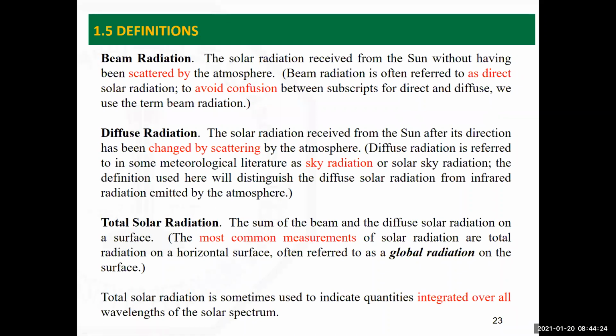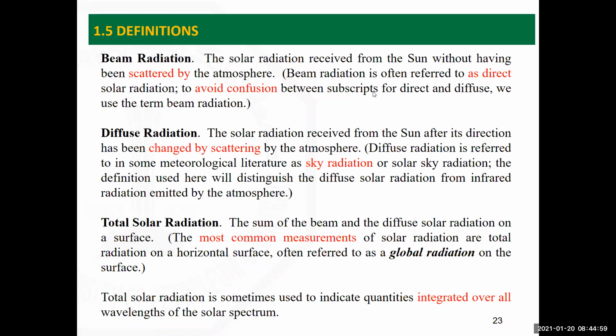To continue with the definitions, here we have the beam radiation, which is solar radiation falling from the sun without being scattered by the atmosphere. We know that the atmosphere has some scattering effect due to dust particles or clouds, and that prevents the beam radiation from directly falling onto the ground.